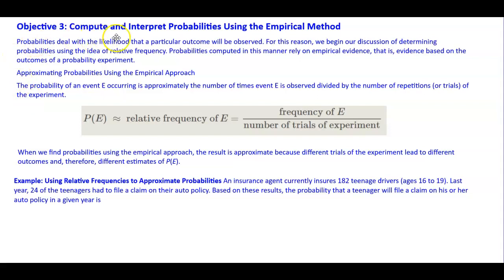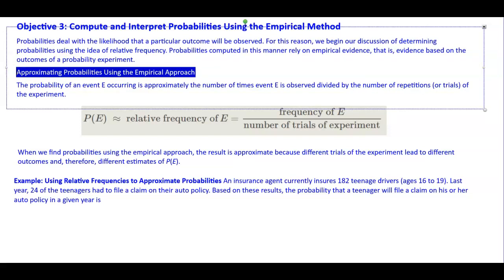Objective 3. Compute and interpret probabilities using the empirical method. Probabilities deal with the likelihood that a particular outcome will be observed. For this reason, we begin our discussion of determining probabilities using the idea of relative frequency. Probabilities computed in this manner rely on empirical evidence, that is, evidence based on the outcomes of a probability experiment.